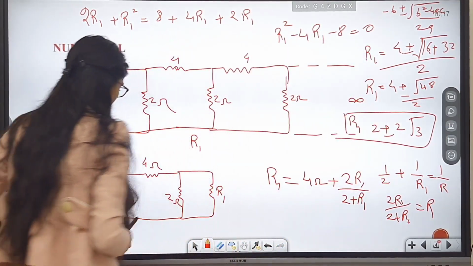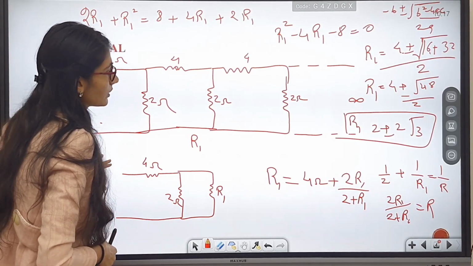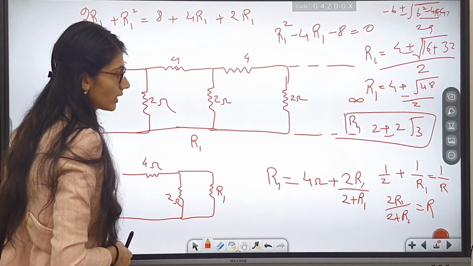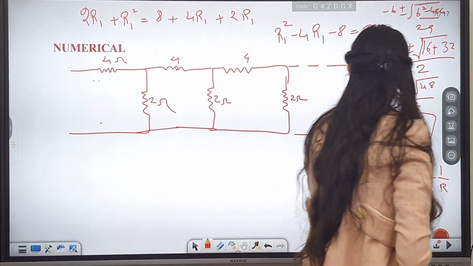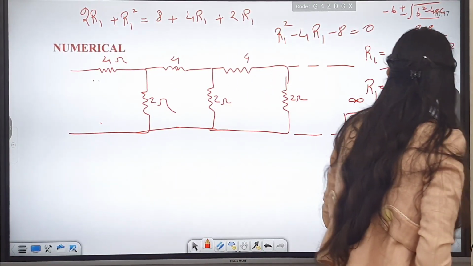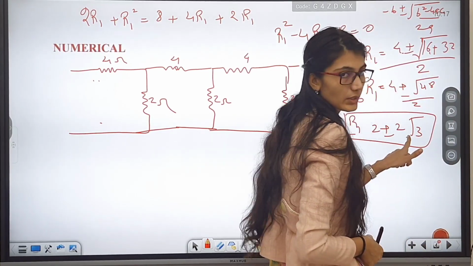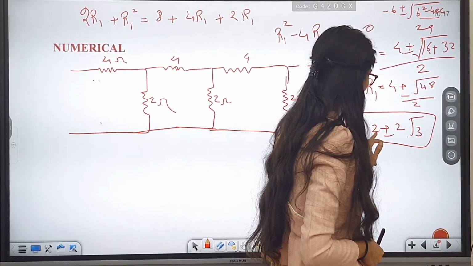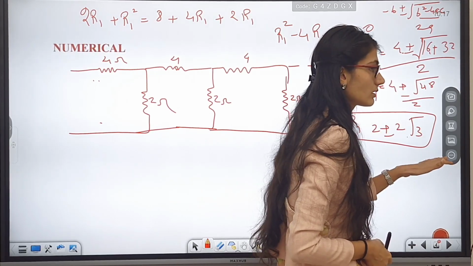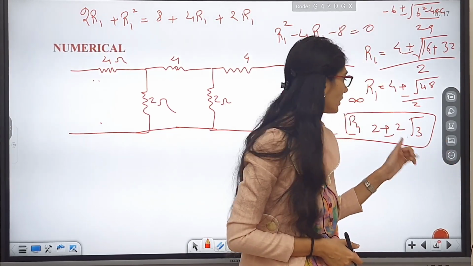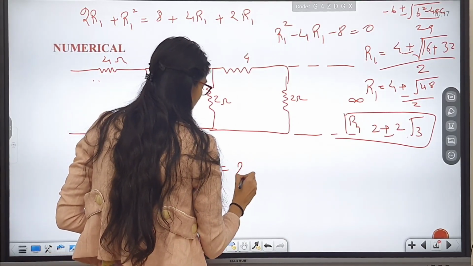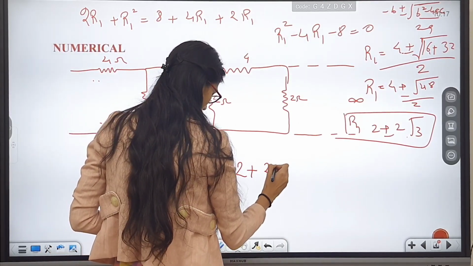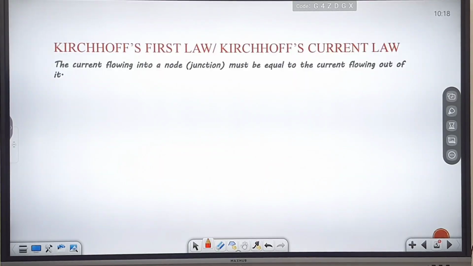Now, here is the main part. You came up with two resistances: one is 2 plus 2 root 3 and one is 2 minus 2 root 3. But resistance is never negative. And 2 root 3 will definitely be greater than 2, and 2 minus something bigger than 2 is negative. So we will omit that, and we will be left with R1 equal to 2 plus 2 root 3.